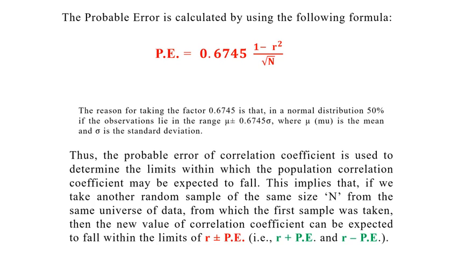Why that 6745? The reason is that in a normal distribution, 50%, half of the observations, lie in the range of mu, that symbol is called mu, the population mean, plus or minus 0.6745 standard deviation. This standard deviation is also the population standard deviation.